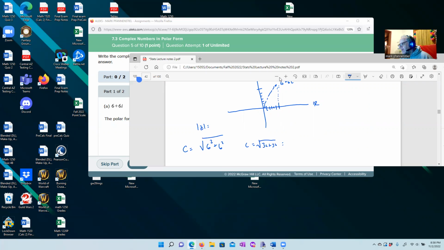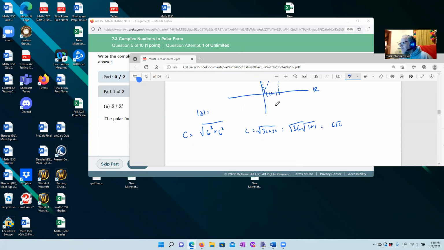Why don't we go ahead and factor 36 out of this, and we have 1 plus 1. Do it that way, because I know the square root of 36. And then 1 plus 1 would be 2. So the modulus we have here is 6 square root of 2.